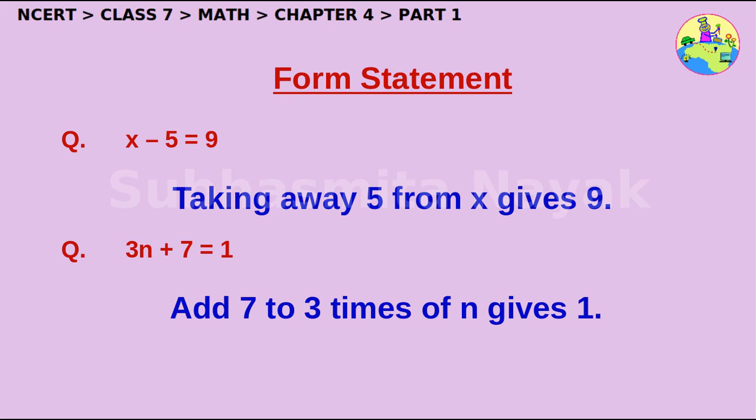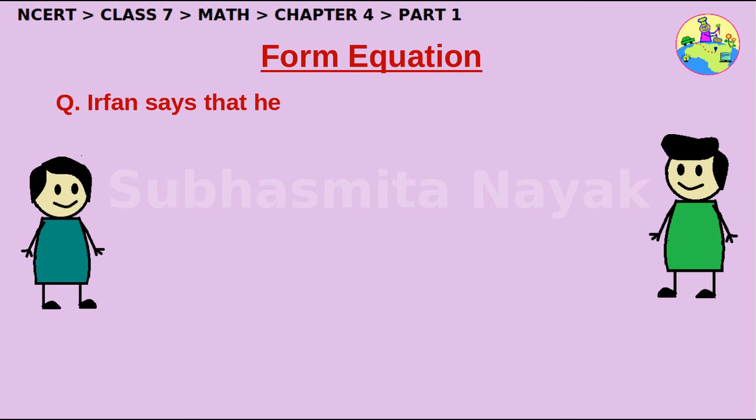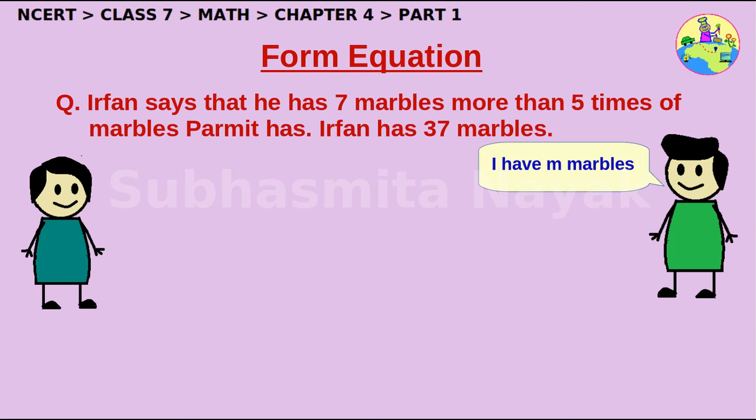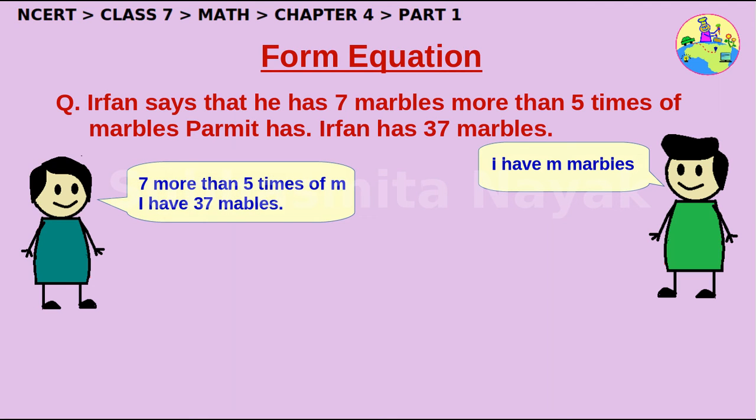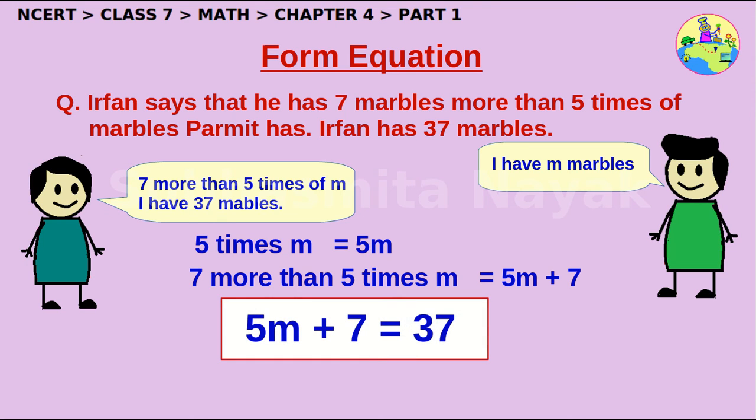Equation for an example now. Irfan says that he has 7 marbles more than 5 times the marbles Parmit has. Irfan has 37 marbles. Here let's say Parmit has m marbles. 5 times m is 5m. 7 marbles more than 5 times m is 5m + 7. So if Parmit has m marbles, then Irfan has 5m + 7 marbles. But we know Irfan has 37 marbles. So that means 5m + 7 = 37.